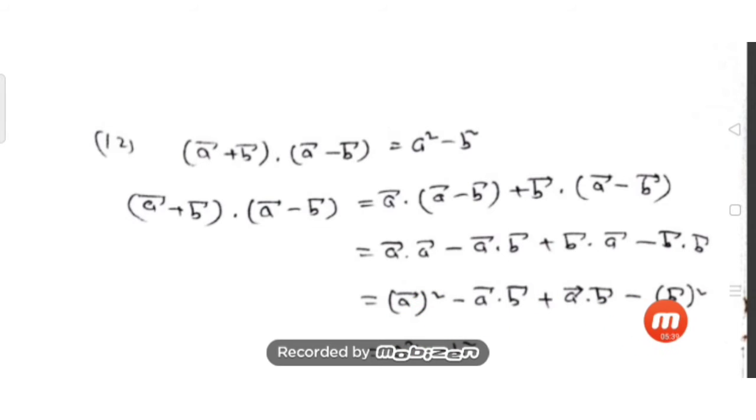A bar square is equal to a square and minus b bar square is b square. So this proved the result. Similarly, we can prove the results for cube and all properties we have got in algebra satisfied here.